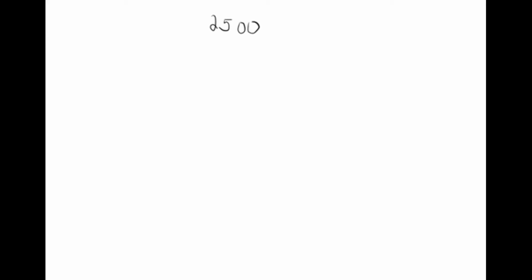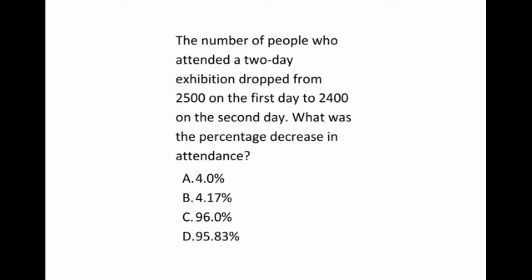2,500 minus 2,400. We get 100. Now, this 100 we convert it into percent. Therefore, we shall take 100 over the original number. Our original number here will be 2,500. Then times 100%.